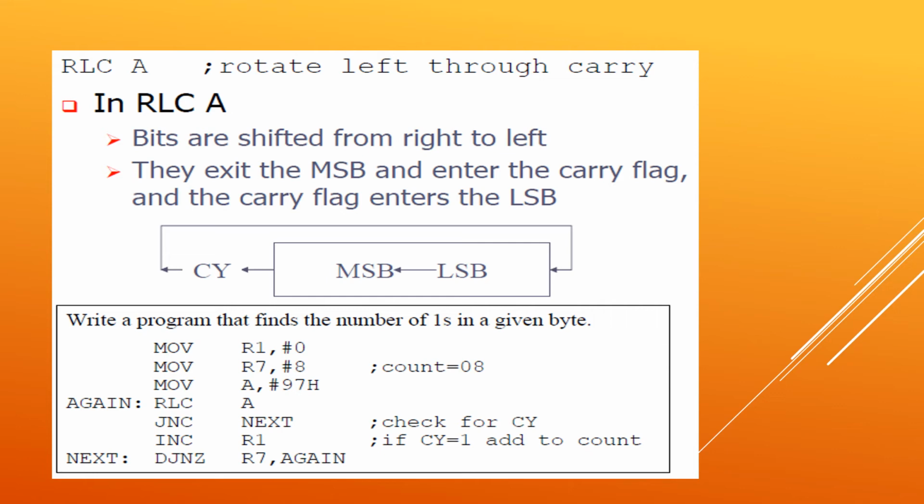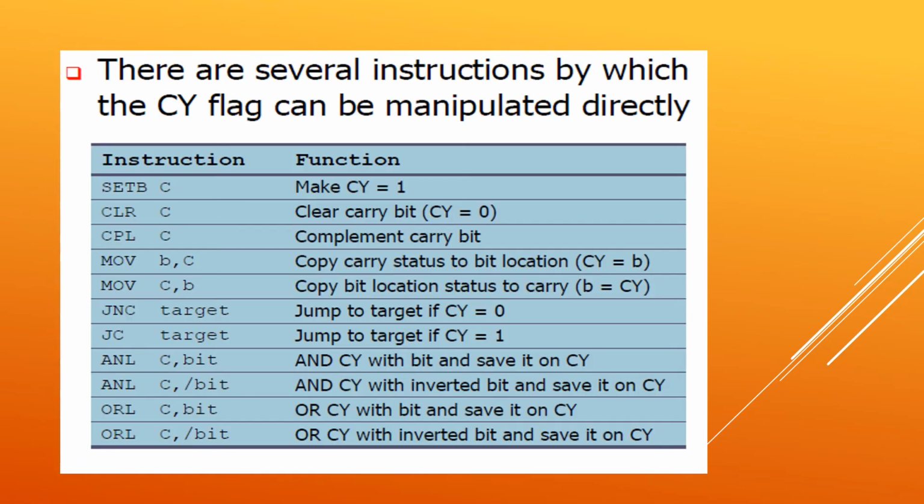Many times you may want to know how many ones are there, how many zeros are there for some calculation purpose, that is, on and off states and like that. So there you can make use of such instructions, the rotate through carry instruction. Then there are several instructions by which the carry flag can be manipulated directly. Just to summarize some of the instructions, because it is in connection with this.